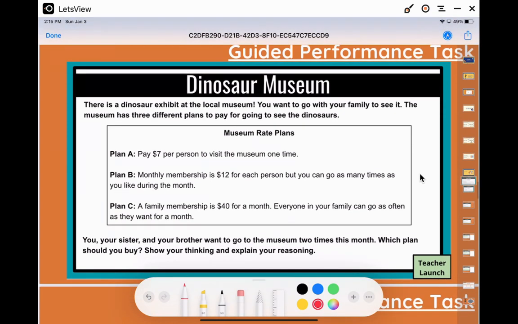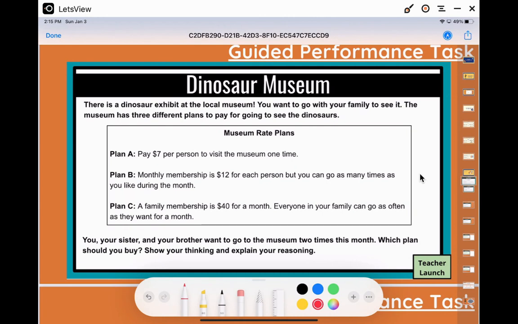It is called Dinosaur Museum. There is a dinosaur exhibit at the local museum. You want to go see it with your family. The museum has 3 different plans to pay to go see the dinosaurs. And here are the plans.